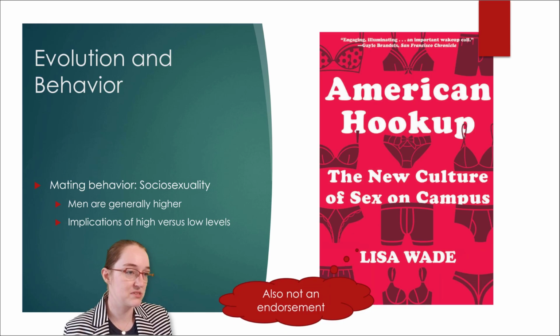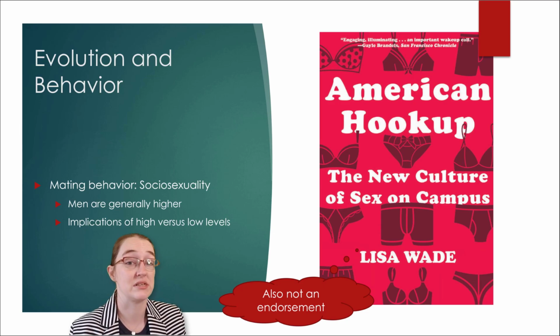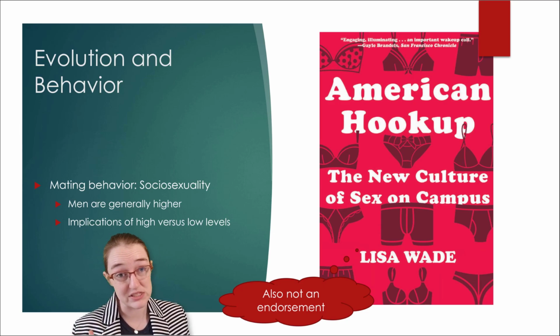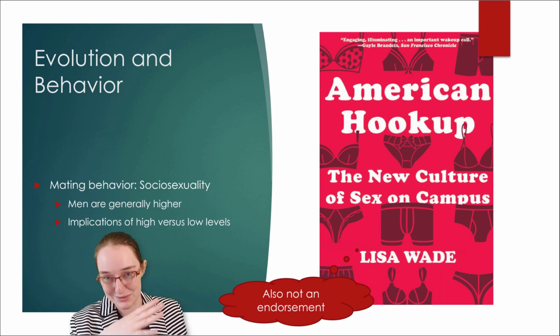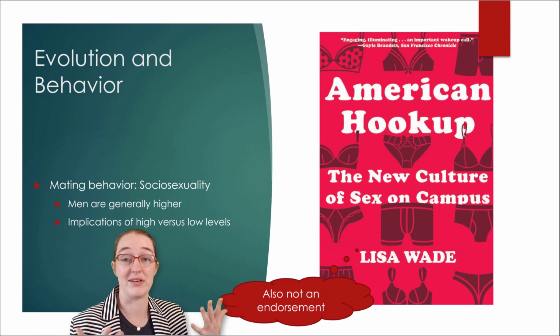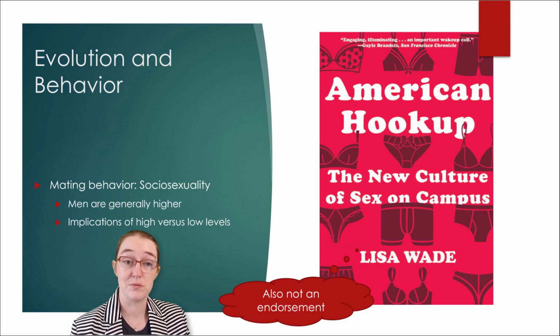Now, in terms of mating behavior, sociosexuality is an individual difference, and we're in an individual differences personality class, so seeing how people differ is why I'm bringing this up. It's a willingness to engage in sexual relations in the absence of a serious relationship. In other words, hooking up.